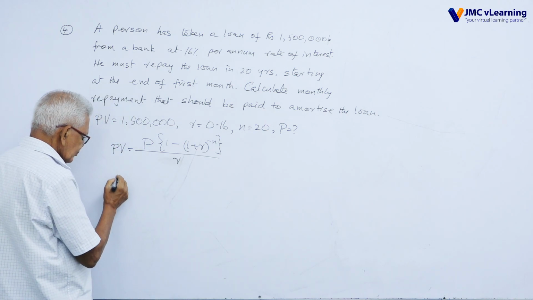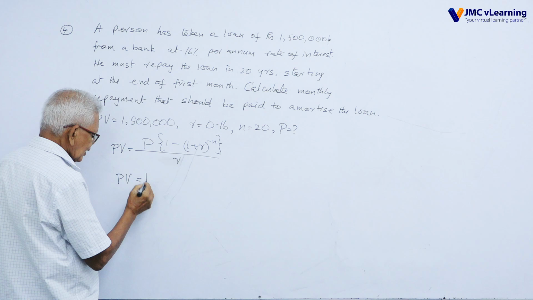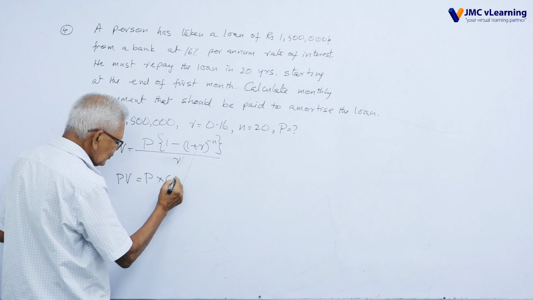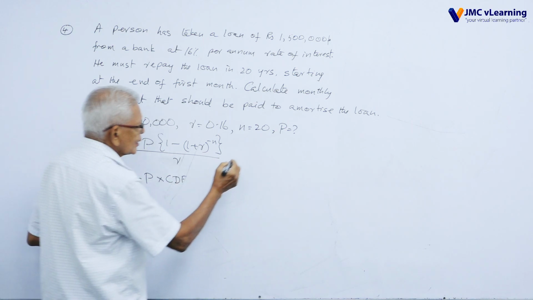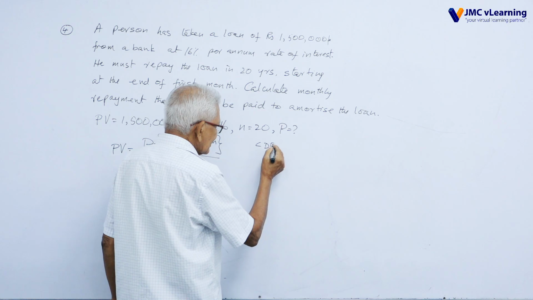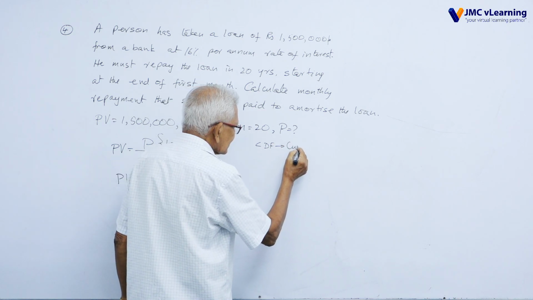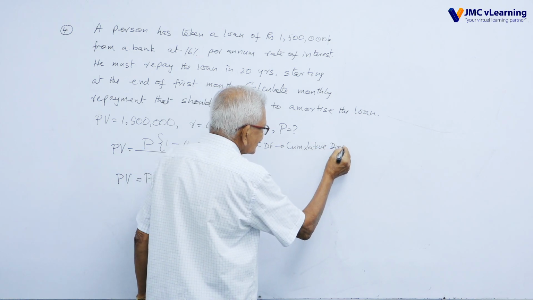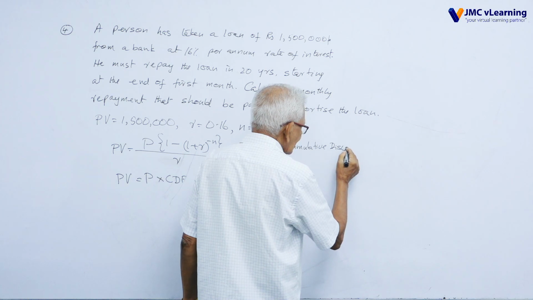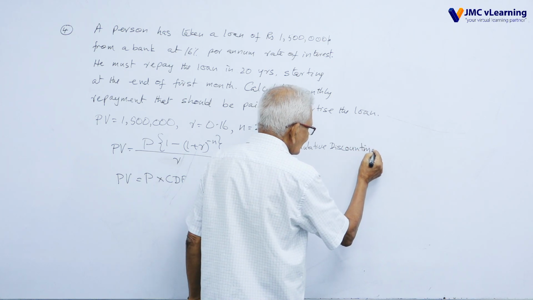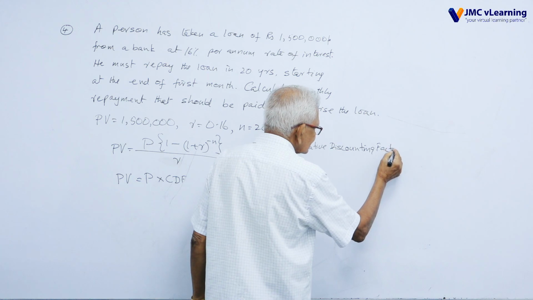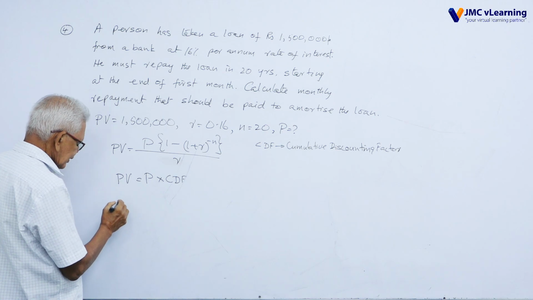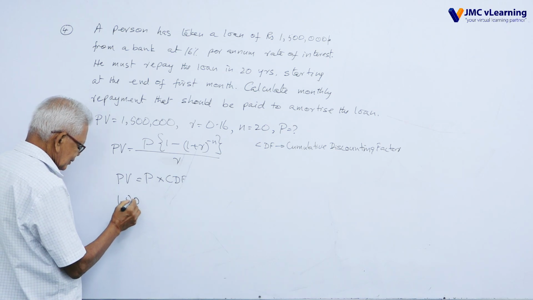Write this like this: PV equal capital P into this whole thing, which is known as the cumulative discounting factor. I'll write it down somewhere here. CDF means cumulative discounting factor. Now in this question, for PV we put 1.5 million, 1,500,000.